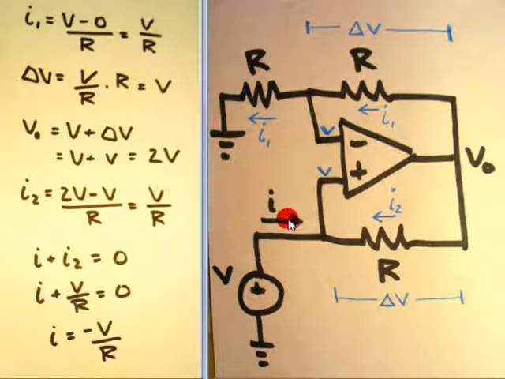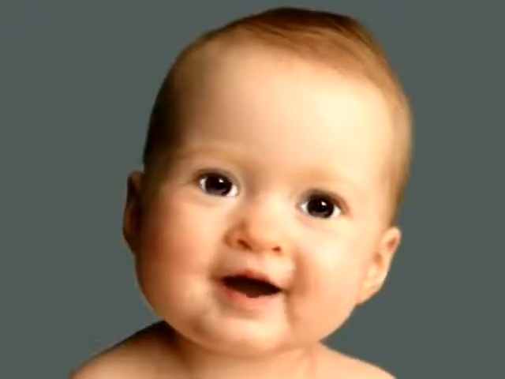Using Kirchhoff's laws, I plus I2 equals 0 because no current flows into the op-amp. Solving for I, you get I equals negative V over R, which means current is flowing back into the voltage source. Oh boy, all that math sure is boring.